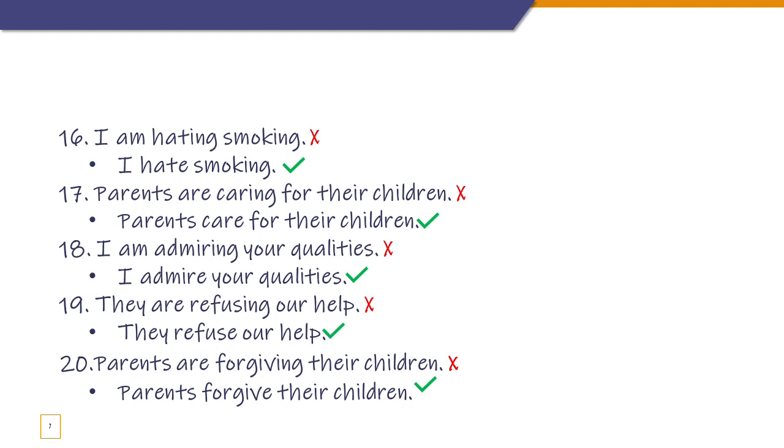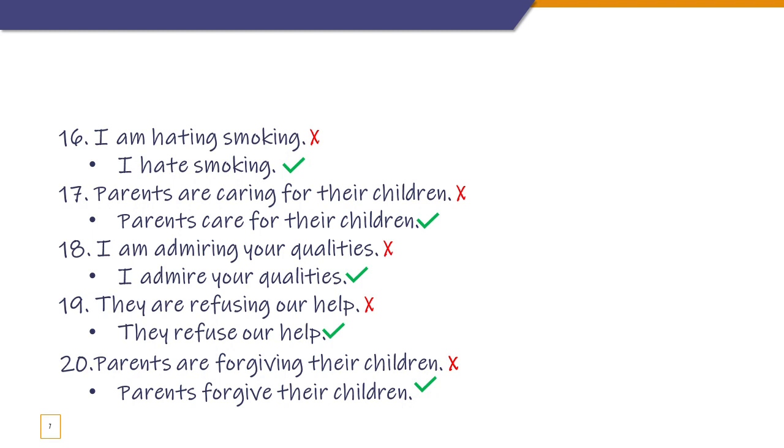They are refusing our help. Even if that's happening at that point of time, you can't say they are refusing. Even if you're trying to negotiate or liaise with someone and trying to communicate the message to someone else about it, you can't say they are refusing our help. You always say they refuse our help.